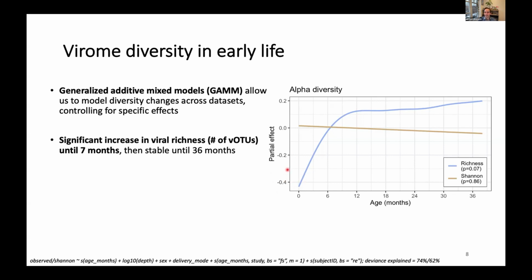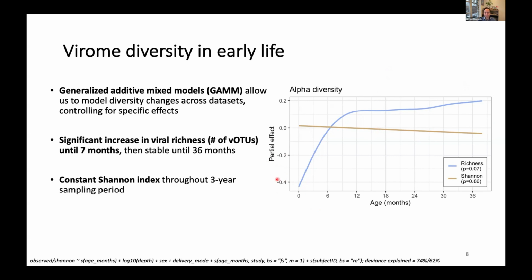But rather what this signifies is a relative number after controlling for confounders such as sex, birth mode, cohort, things like that. This is the relative trend in richness over time. And we saw a significant increase in the first 7 months, and then it stabilized.